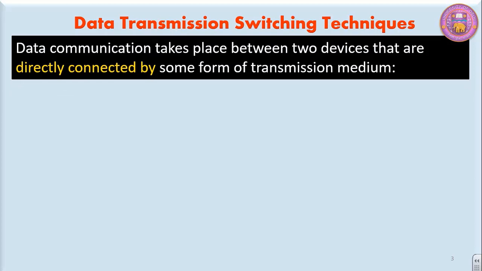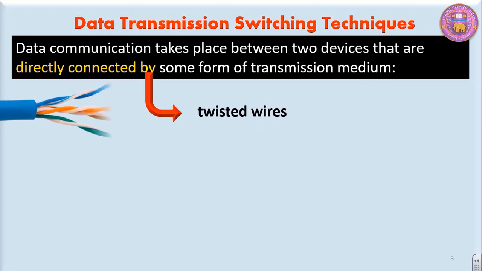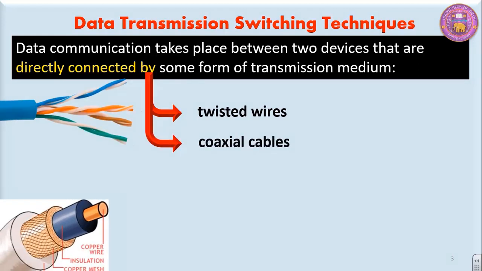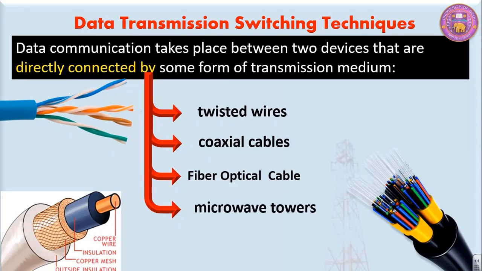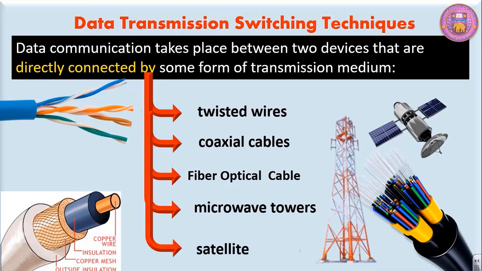Data communication takes place between two devices that are directly connected by some form of transmission medium. This medium can be in the form of twisted wires, coaxial cables, fiber optical cable, microwave towers, satellites, etc. So data communication can take place between two devices that are directly connected by some form of transmission media, and transmission media can be these wires or these towers or satellites.